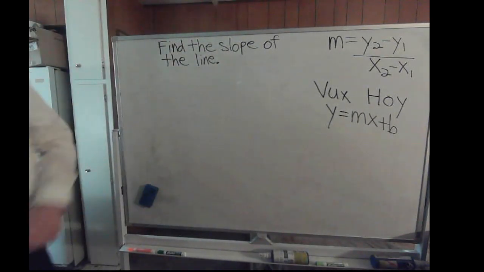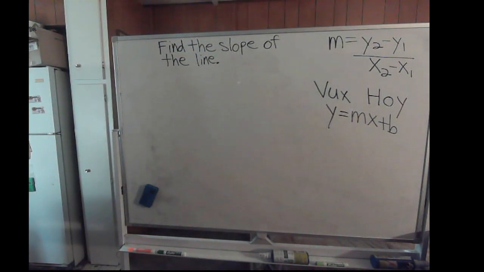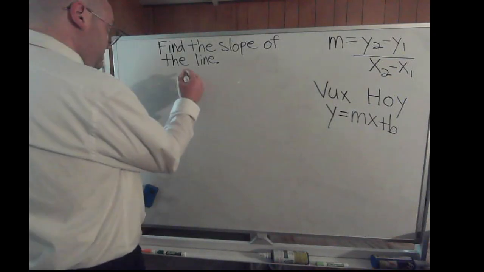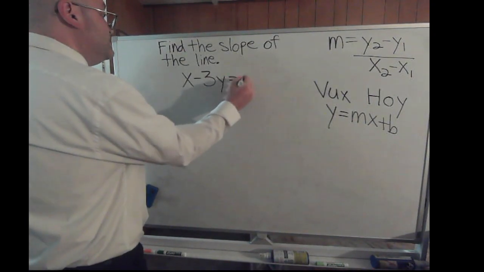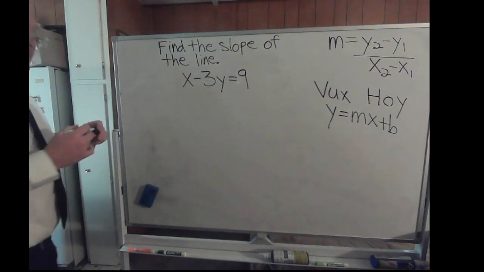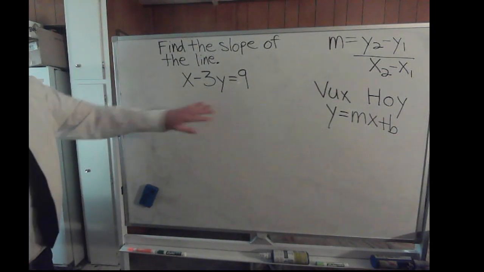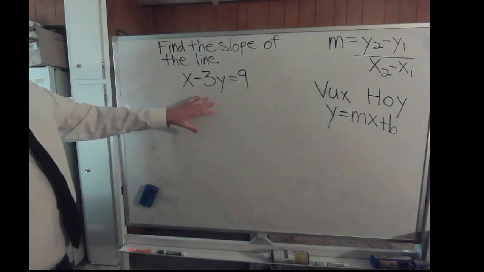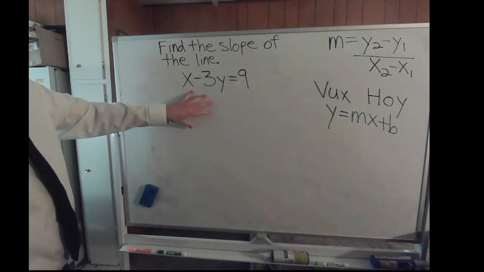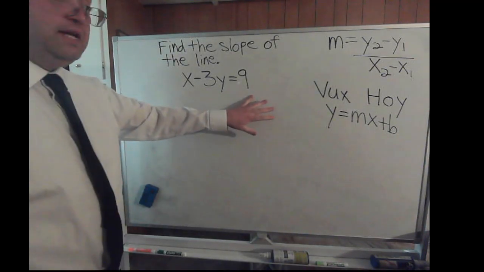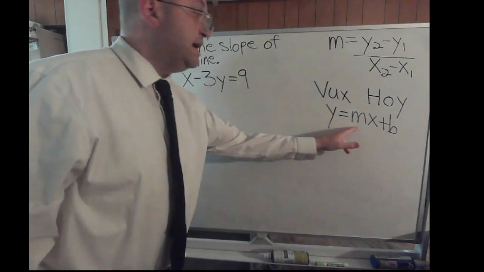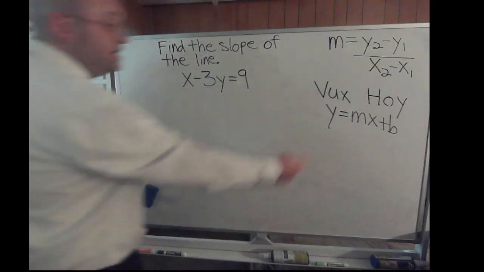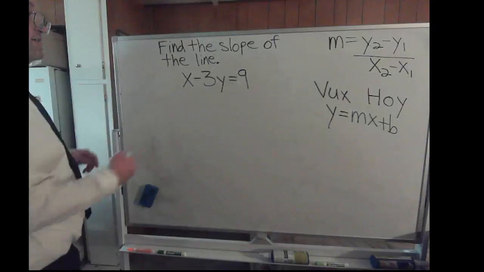See if I can do one more like it. Oh, good. x minus 3y equals 9. So we have x minus 3y equals 9. Again, this equation's in standard form of ax plus by equals c. We want to turn it into slope-intercept form of y equals mx plus b, meaning we've got to get that y by itself on the left.